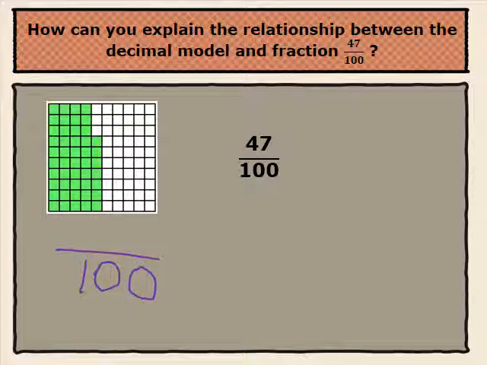So we know that there are 1, 2, 3, 4 rows, so we have 40 pieces completely shaded in, and 1, 2, 3, 4, 5, 6, 7 small pieces shaded in. So we know that the decimal model and the fraction are equivalent.